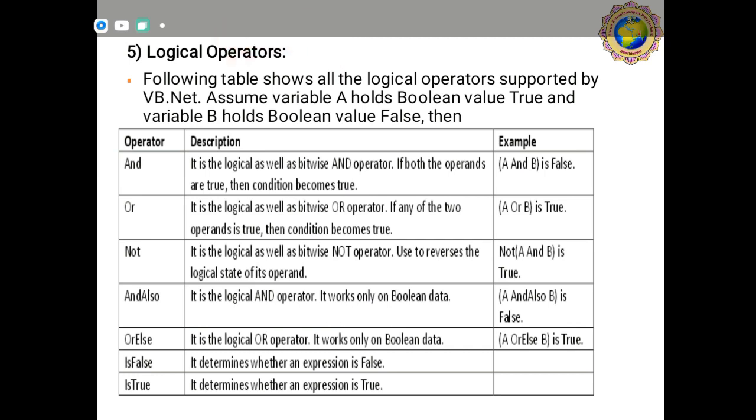Here is the logical as well as bitwise AND operator. If both operands are true, then the condition becomes true. If any one operand is false, then the condition becomes false. So once again, the AND operator gives true whenever both operands are true.